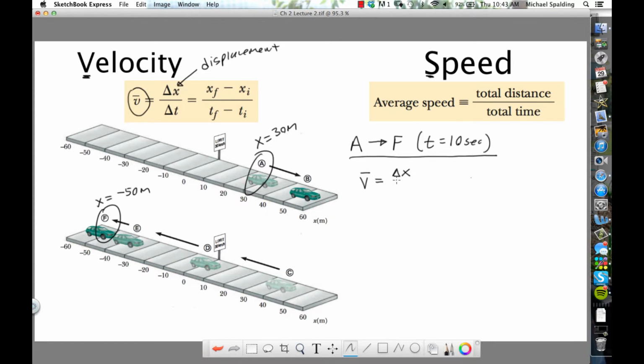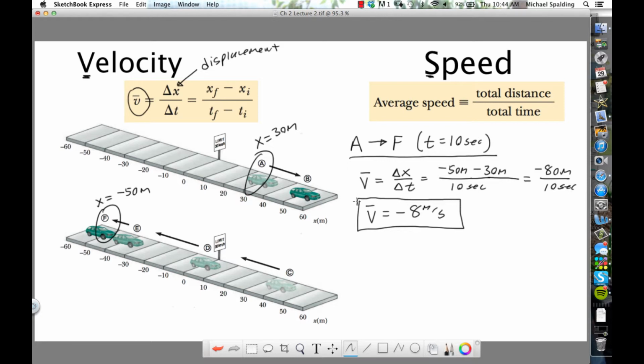Okay, so it's going to be displacement over time, and the time is given as 10 seconds. Now, displacement is always final position minus initial position. So what's the final position for A to F? Negative 50, and then minus the initial, which is 30. So it's negative 50 minus 30, which comes out as negative 80. So this gives us an average velocity of negative 8 meter per second. That would be the average velocity from A to F.